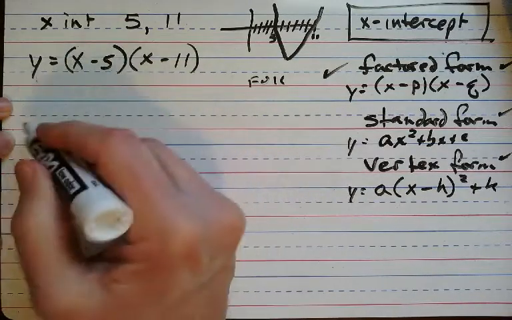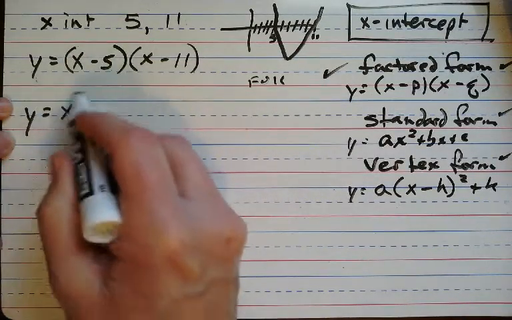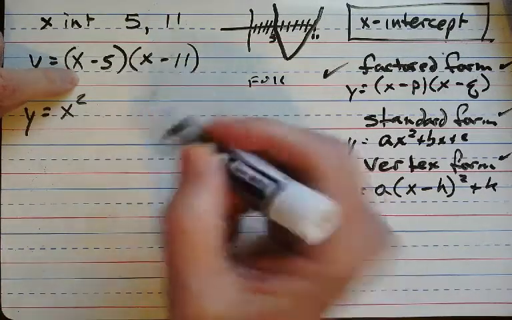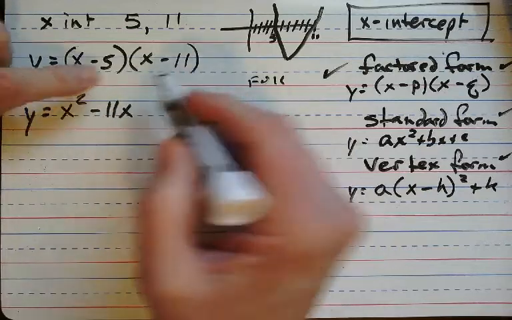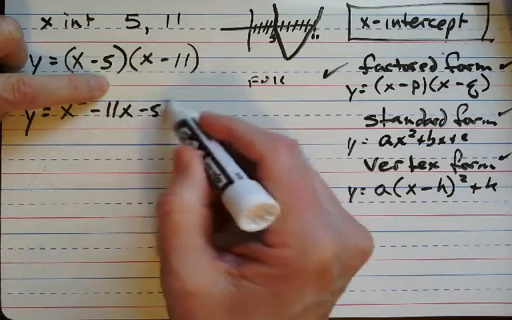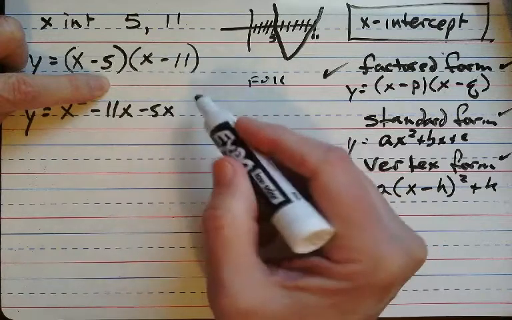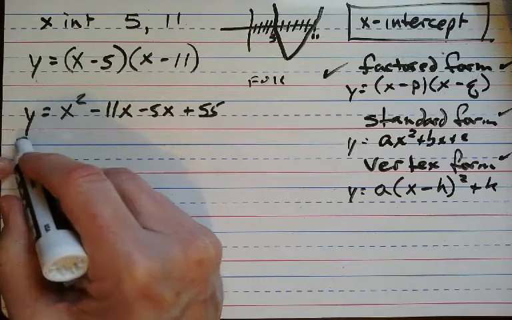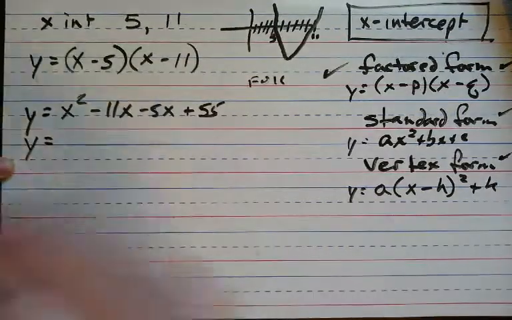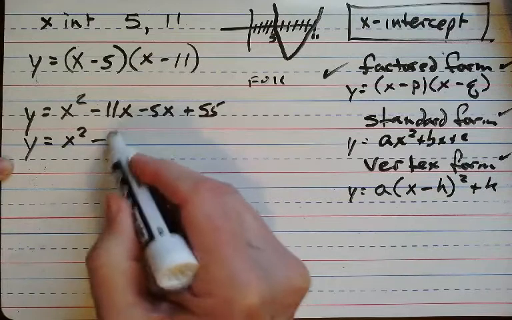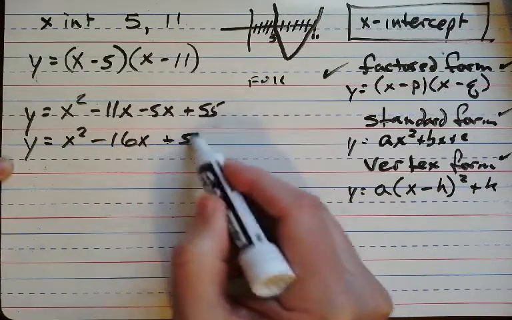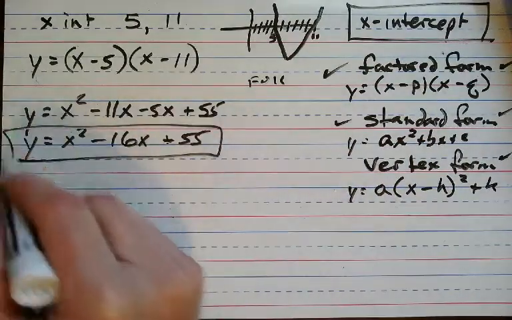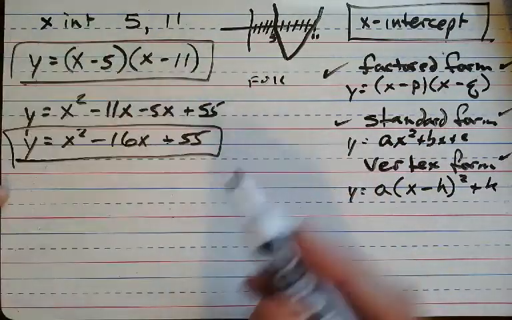So x times x is going to be x squared. Right? And then I do the outside. That's negative 11x. And the inside is negative 5x. And then negative times negative is positive 55. So standard form, excuse me, x squared minus 16x plus 55. Standard form, done. How about that? Oh boy.